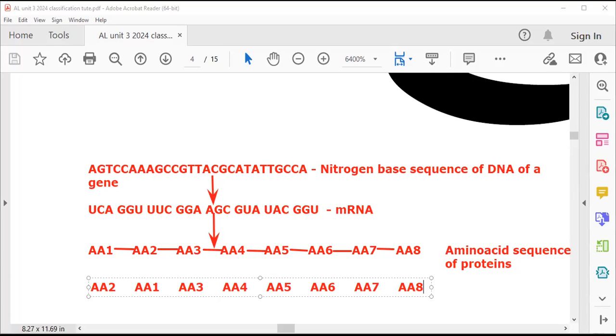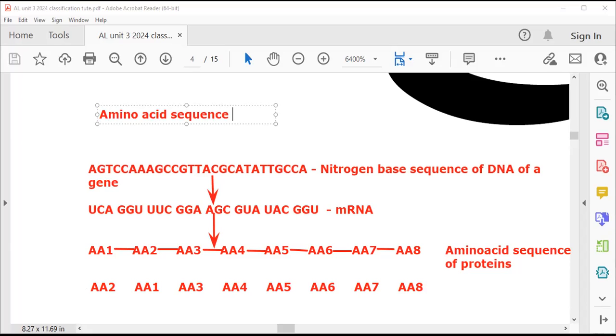Millions of proteins are there, but only 20 amino acids are there. How is this possible? The answer given was the sequence. Understood? Yes, sir.